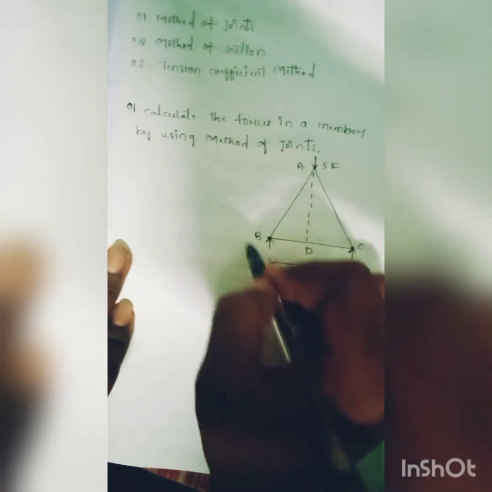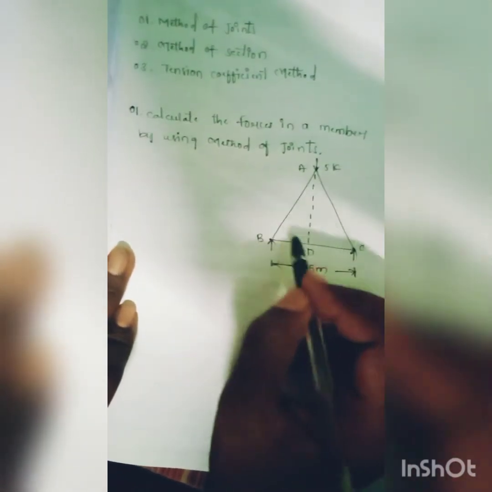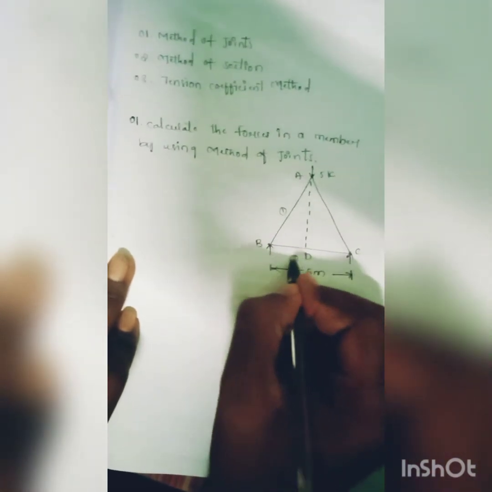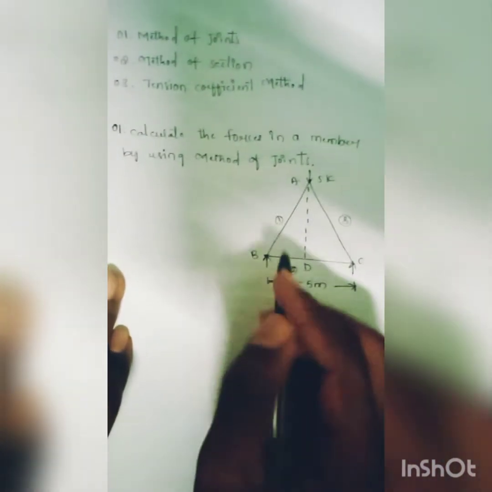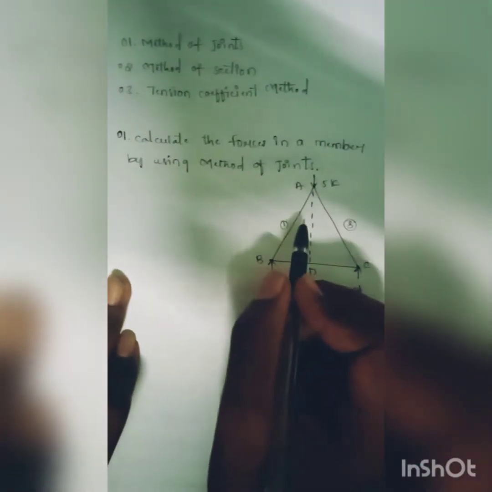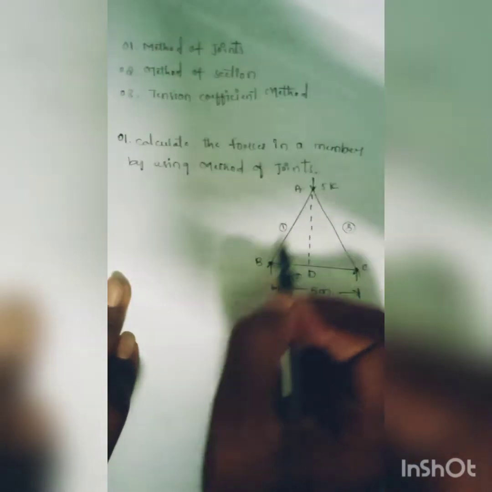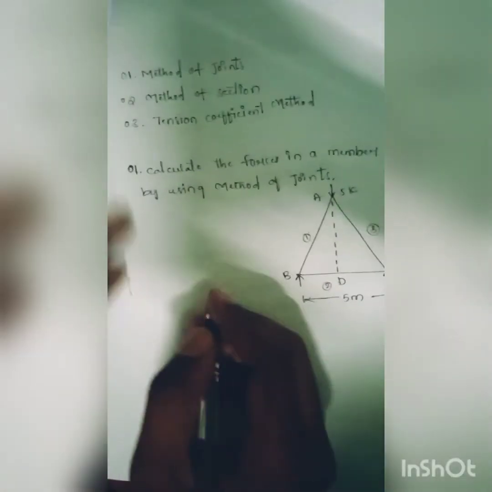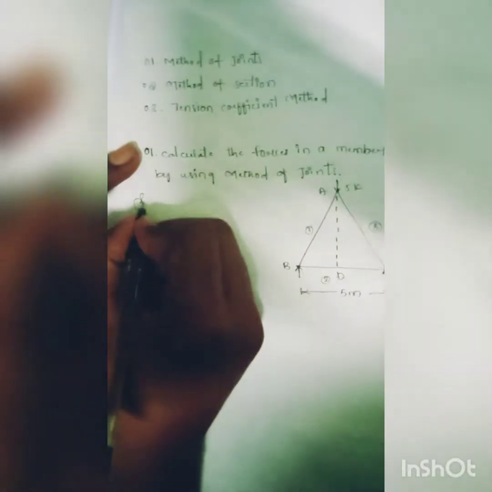Before going to this question, we need to analyse the members. Total how many members are there in this question? Let us see the diagram here. This is member 1, this is member 2, this is member 3. Total how many members are there? 1, 2, 3. These are the three members which are given in the question. We need to find out the force in AB member, force in BC member, and force in AC member.